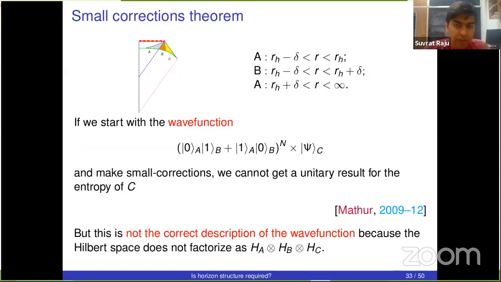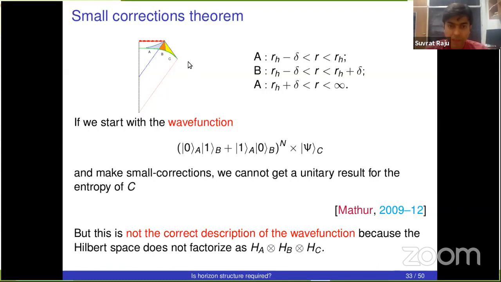Okay, let me now address the small correction theorem that Samir gave a nice talk about the day before yesterday. The small correction theorem, if I understand it correctly, runs as follows. One takes a black hole and divides it into some regions. There's some region inside, which is A, some region just outside, which is B, and some region far away, which is C. Then we say we would like the wave function to look like a direct product of a set of entangled particles, 0 in A times 1 in B plus 1 in A times 0 in B, raised to some power n, so n entangled particles, and then direct producted with something else that lives in C.